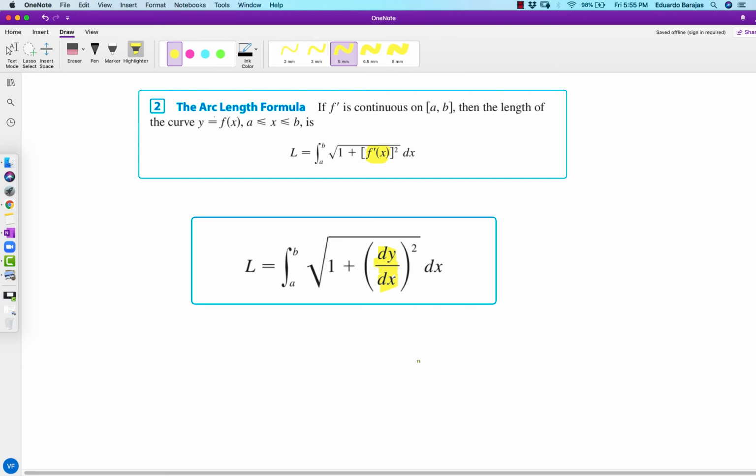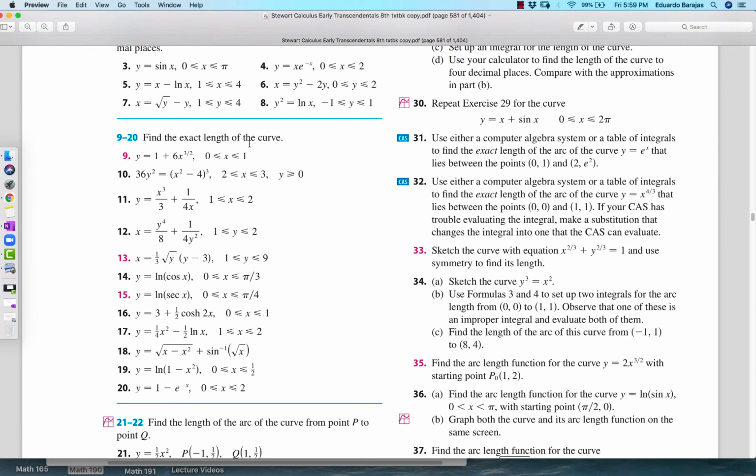Okay, let's use it in an actual example. Let's pick something from the book. Okay, find the exact length of the curve. How about we try number 10?